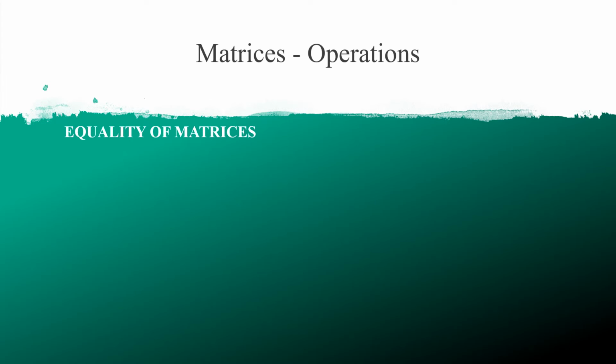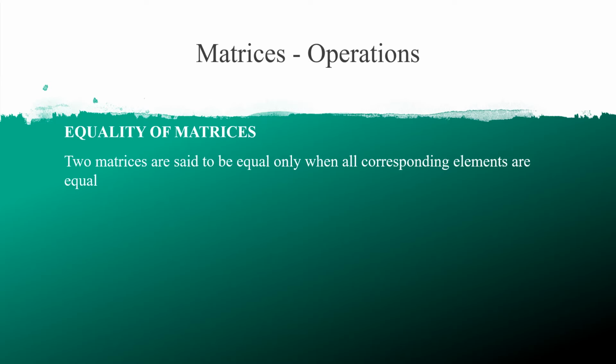All right, so the first matrix operation that we want to look at is the equality of matrices. Basically, two matrices are equal if all corresponding elements are equal. In order for that to work, the two matrices also have to have the same dimension.